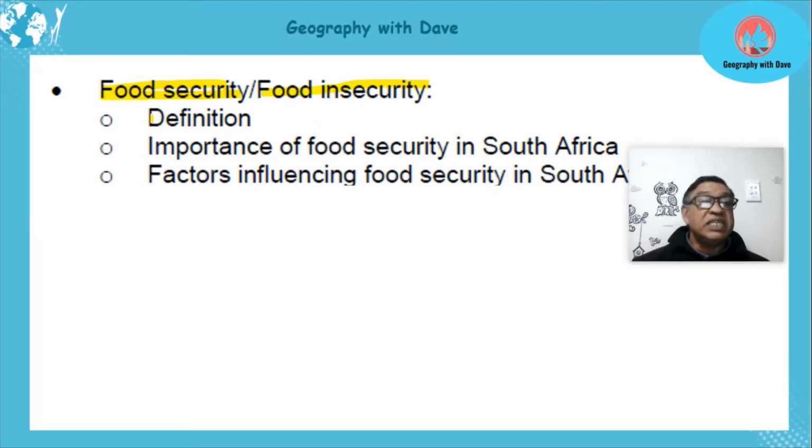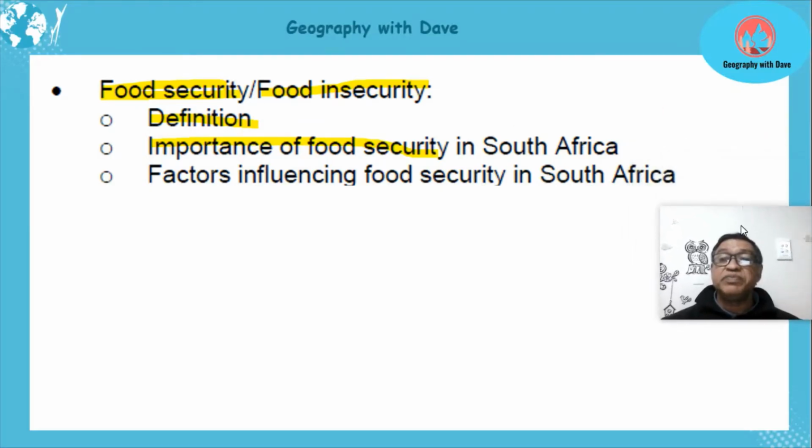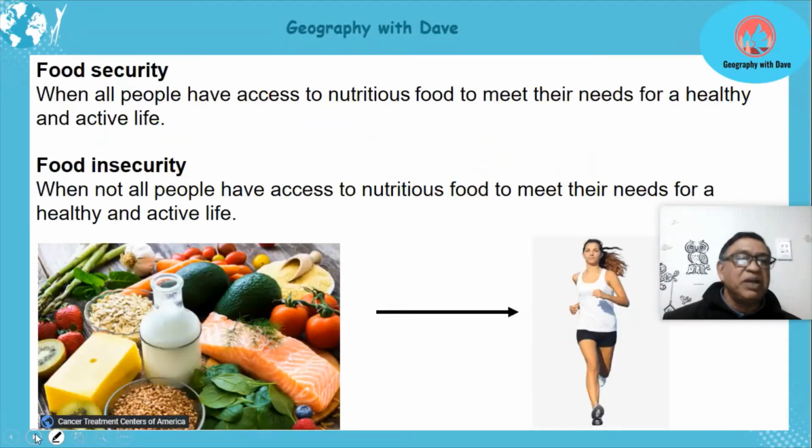We're going to look at the definitions, and then we're going to look at the importance of food security in South Africa. The emphasis is on food security, okay? And then factors influencing food security. That means positive and negative factors, but it's in the context of South Africa. That's going to be our main focus. Okay, so let's get going.